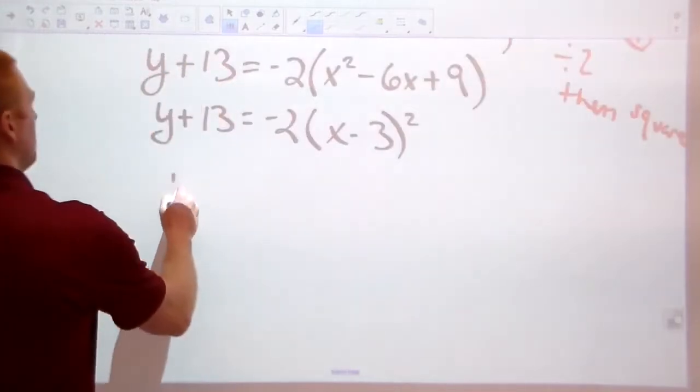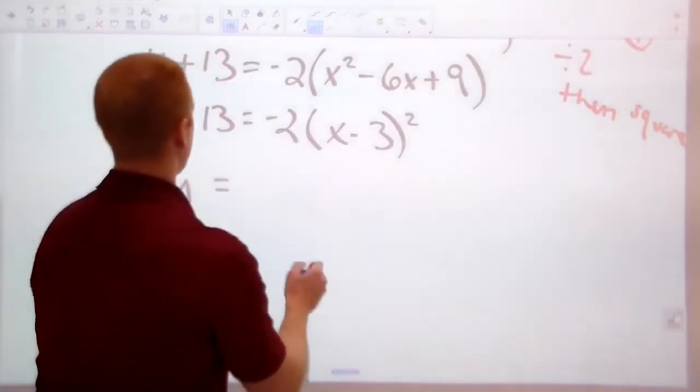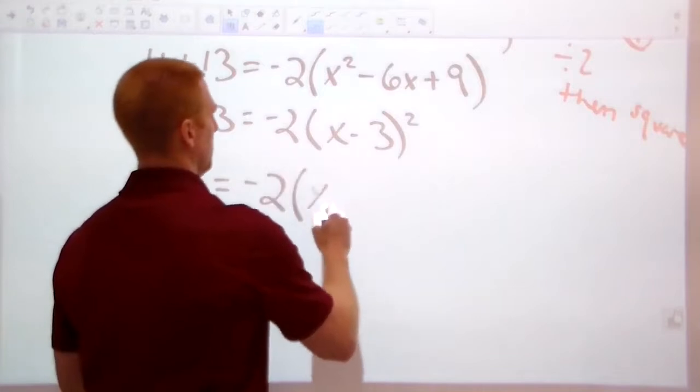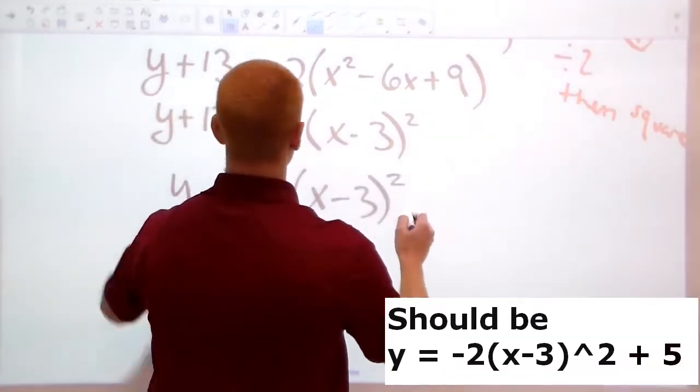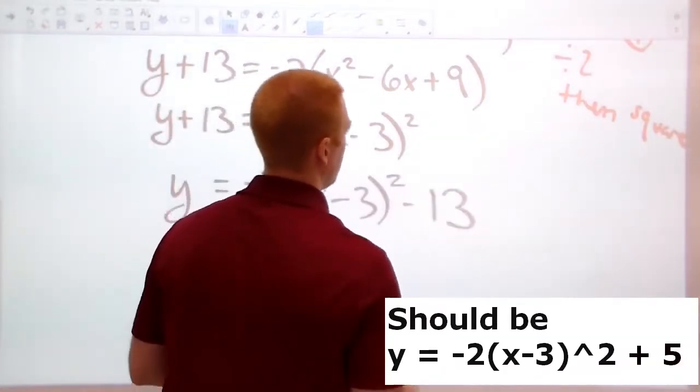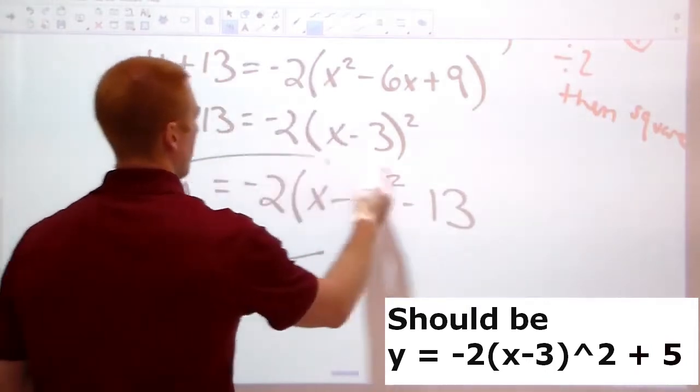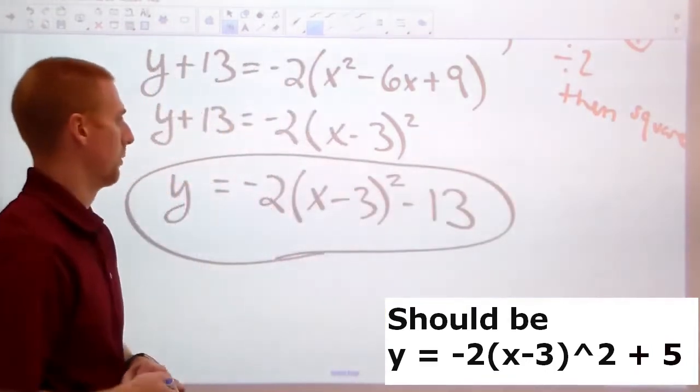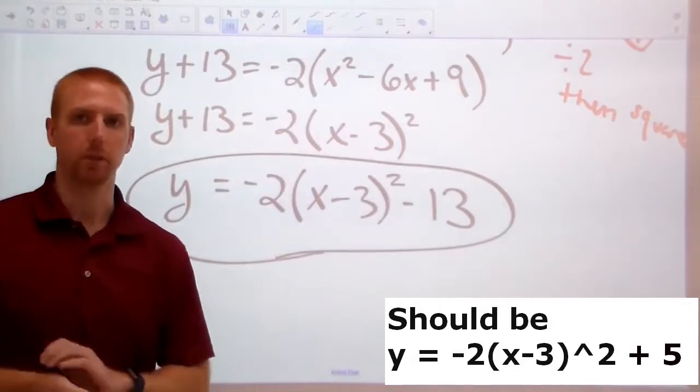And last thing to do, let's push that 13 back to the other side. So that way we would subtract 13, and there we go. So that's the standard form for that parabola. Now we've gone through that process of completing the square.